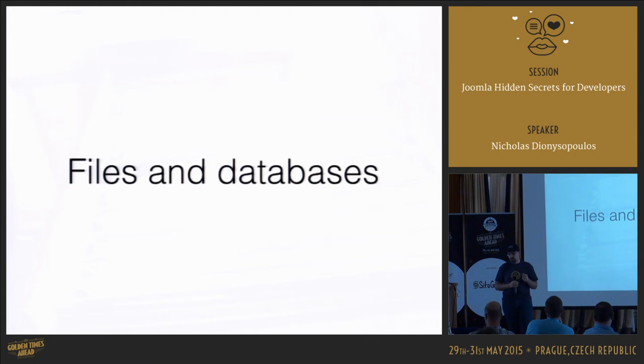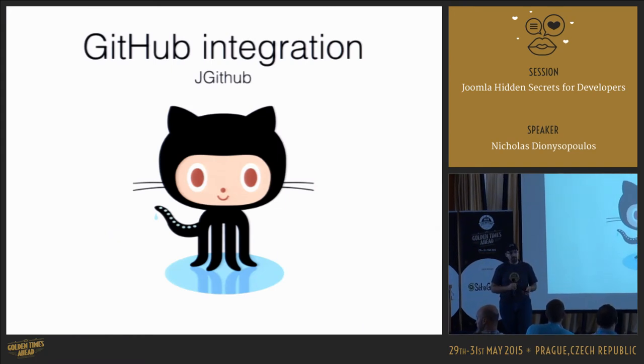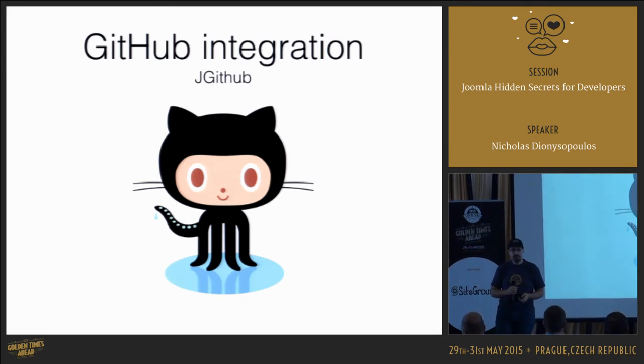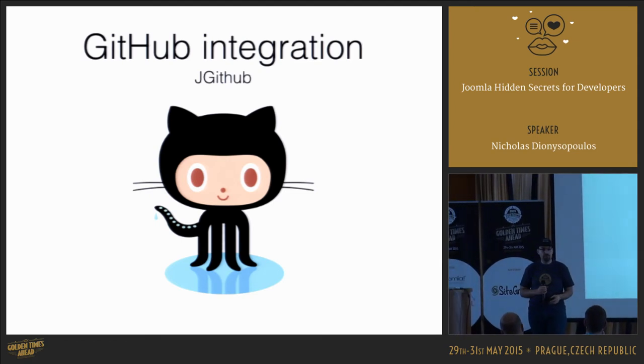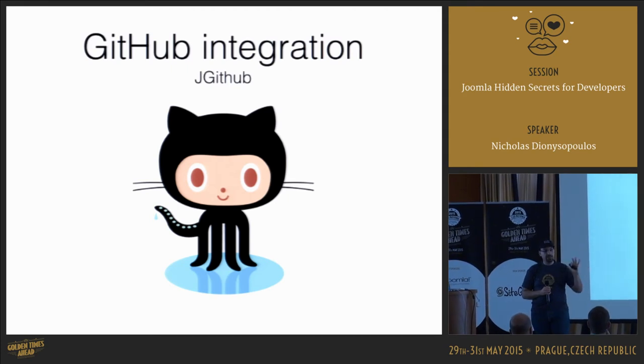And now let's get to some even more advanced stuff that are useful to many more developers: files, databases, and services. Joomla has an awesome GitHub integration, which is currently used in two major areas. One of them that most of you have used at least yesterday is the Joomla issue tracker, which is a custom application based on the Joomla framework using JGitHub to connect to GitHub and do all the magic, fetching the pull requests, adding comments, reading comments, and stuff like that.